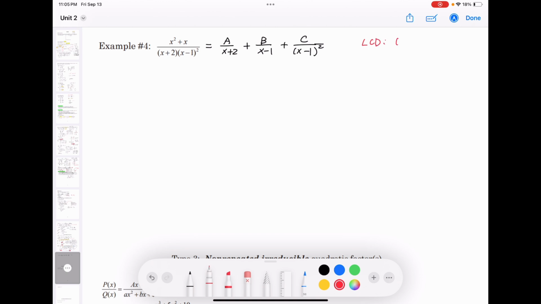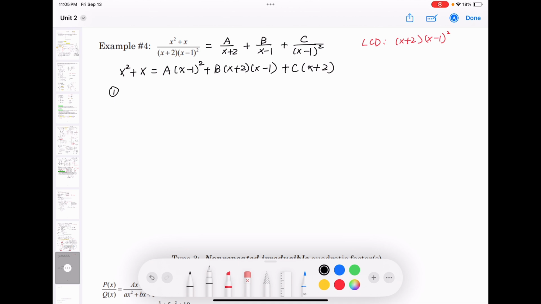Okay, let's multiply by the LCD. The LCD is x plus 2 times x minus 1 squared. So multiply by the LCD on both sides. We have our left-hand side, x squared plus x, is equal to a times x minus 1 squared plus b times x plus 2 times x minus 1 plus c times x plus 2. And then we need to find the convenient values.